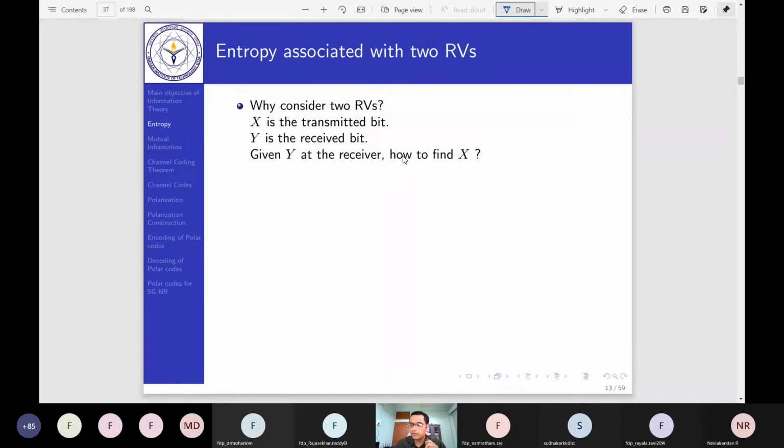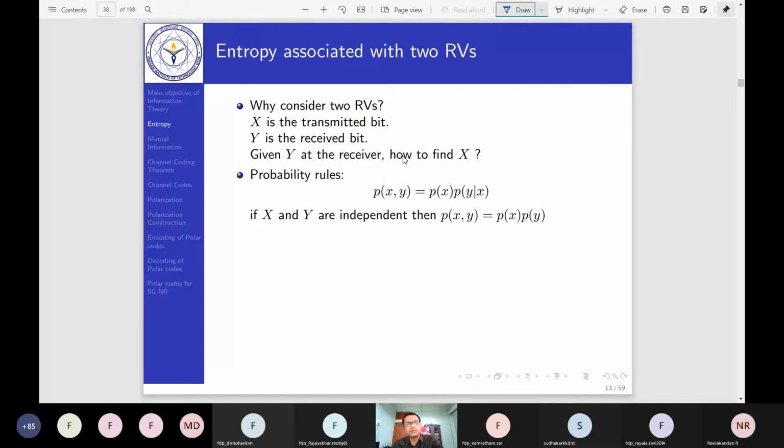For polar coding and our communication system, usually we denote X as the transmitted symbol, and Y as the received symbol, after noise. That's why we have to study the entropy associated with two random variables. X is the transmitted bit and Y is the received bit. The detection problem is that we know Y, and from Y, how to find X? This is the problem of decoding or detection.